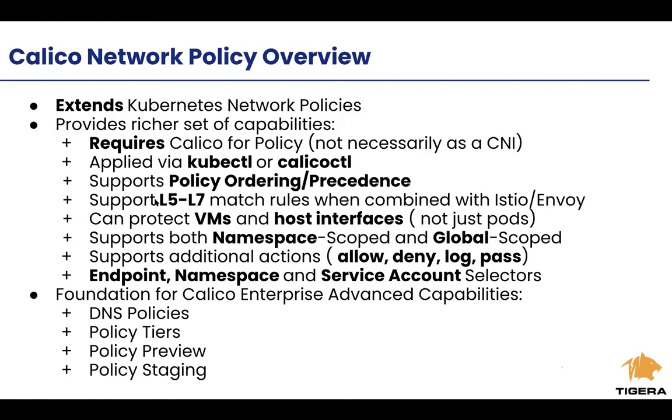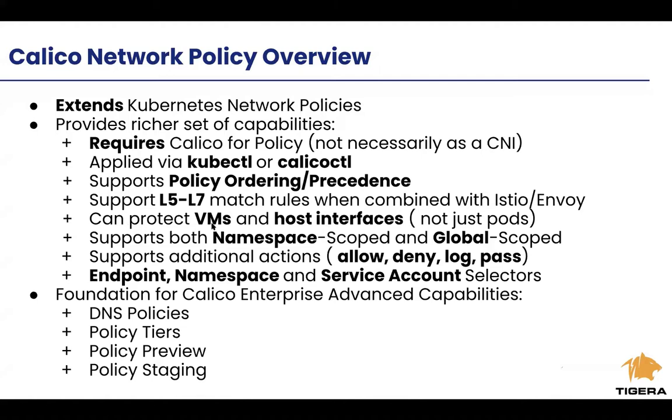We support also layer 3 to layer 7 match rules when combined with Istio and Envoy. So we have the capability to interact with, if you're running Istio and Envoy, to define a policy YAML all in one place. And then, the layer 3, layer 4 rules will be enforced by Calico. And then you can define layer 7 rules like HTTP verbs and actions to be allowed or denied that will be enforced by Envoy. But the value here is that you have it all in a single policy, and it can be applied from layer 3 all the way to layer 7.